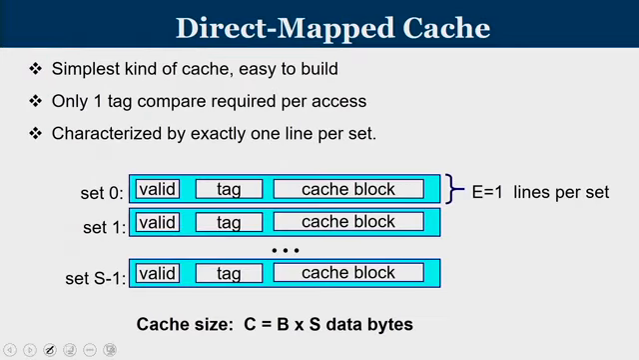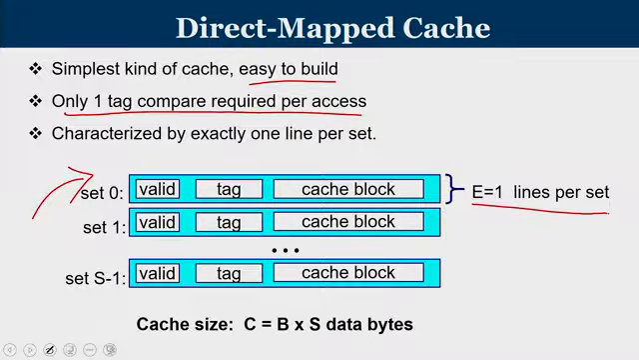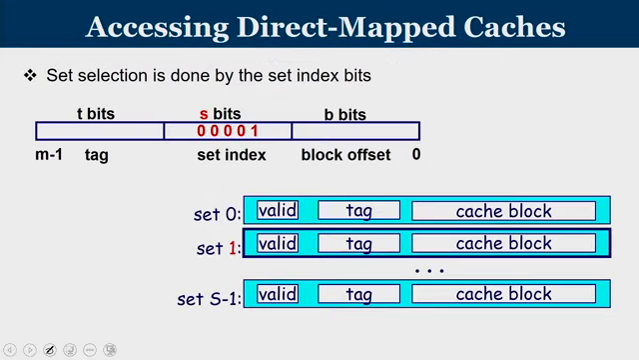Now a little bit of illustration about direct mapped cache and set associative cache. Direct mapped is the simplest kind of cache. It's very easy to build. There is only one tag to compare. Once you get into a set, you know that that particular set has only one line. So you search whether the valid bit is equal to 1 or not. If the valid bit is 1, check whether the tag is the same as the tag that you want. If so, this is your data. Using your offset, you extract it.